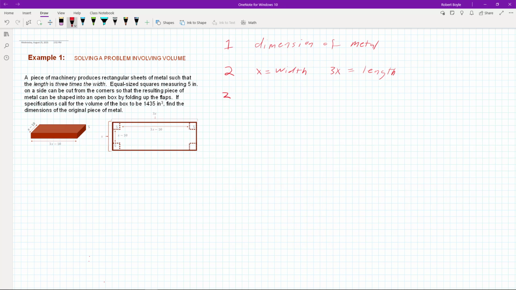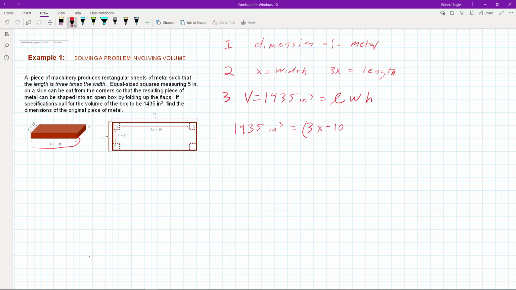Now notice that we have the volume, which by the way is equal to 1435 cubic inches, and that is going to be equal to the length times the width times the height. Well, once we fold this box together, the length is going to be 3x minus 10. It's going to be 3x minus 5 minus 5, or 3x minus 10. So this means we are going to have 1435 equal to 3x minus 10.